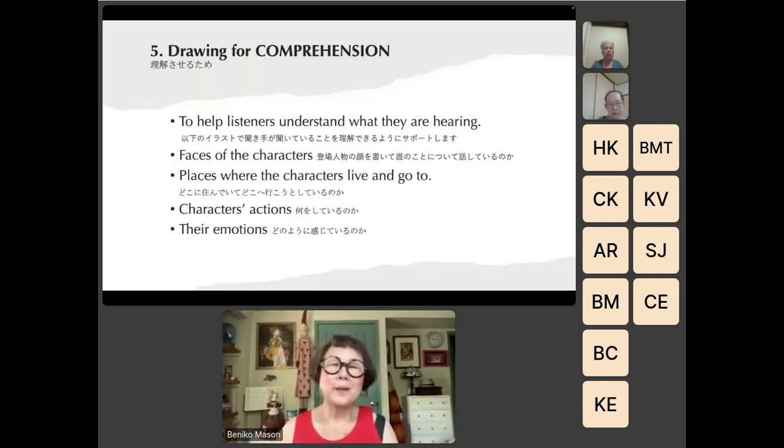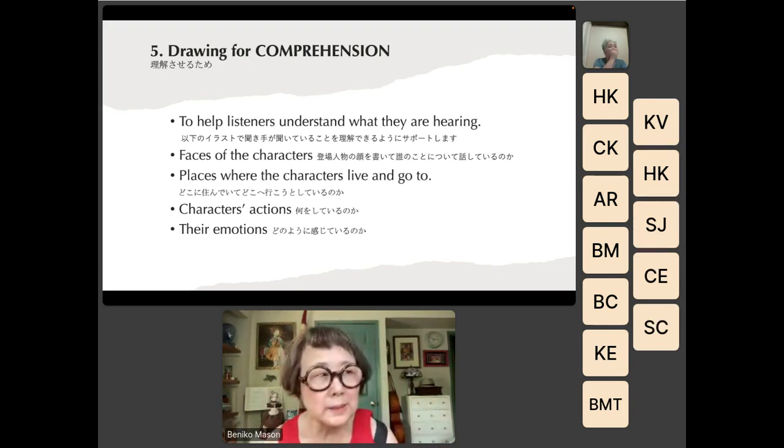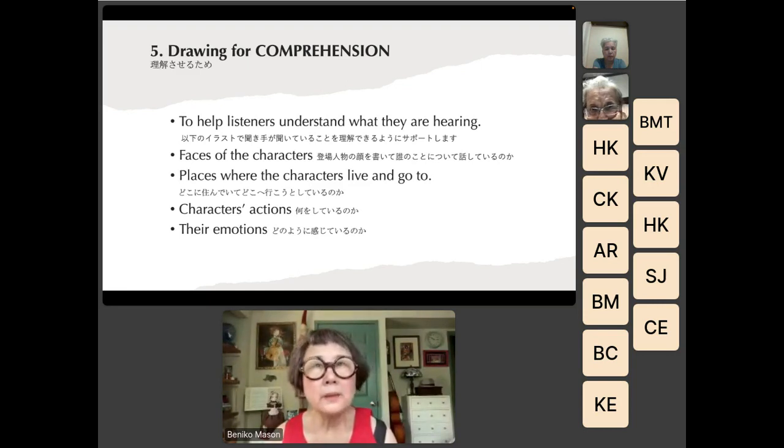Okay. Drawing for comprehension. Why do we draw? To help listeners understand what they are hearing. I draw the faces of the characters. When I draw a picture of a cat, I usually do not draw everything, but only the face. I also draw places where the characters live and go to. So if a character lives in a castle, then I draw a picture of a castle.